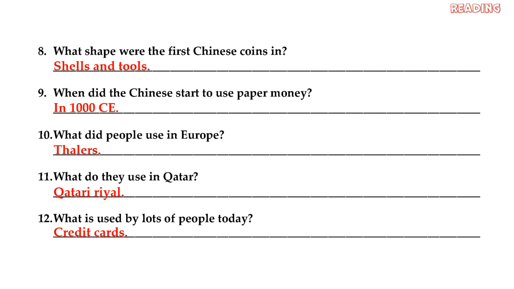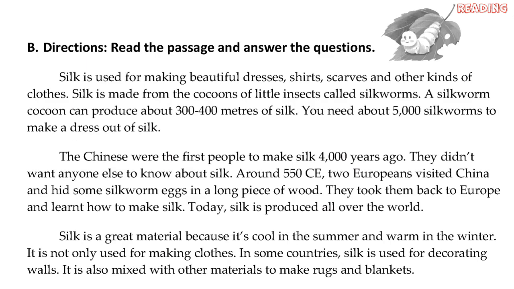Credit cards. Another passage. This one is informational text about silk and silkworms. Silk is used for making beautiful dresses, shirts, scarves, and other kinds of clothes. Silk is made from the cocoons of little insects called silkworms. A silkworm cocoon can produce about 300 to 400 meters of silk. You need about 5,000 silkworms to make a dress out of silk. The Chinese were the first people to make silk 4,000 years ago.